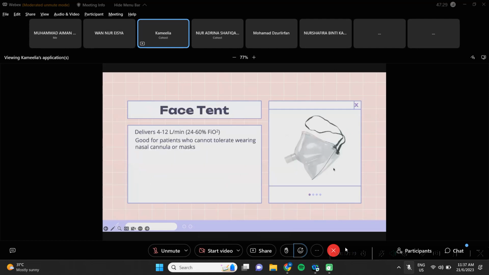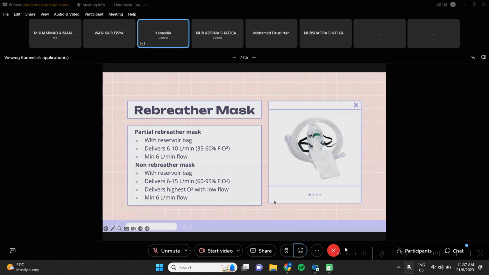Next is face tent. So this one is sort of where you have a shield or tent around the patient's face that the oxygen is going to come into and fill the area around the patient's face, providing the concentrations that we want to deliver. This face tent can be a good choice for patients who do not tolerate wearing that simple mask or the Venturi mask. And a face tent is capable of delivering 4 to 12 liters per minute, which equates to 24 to 60% FiO2.